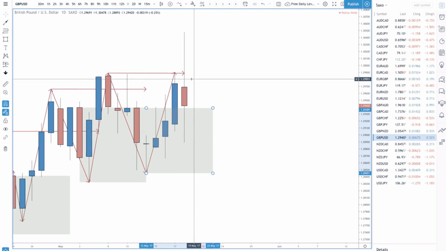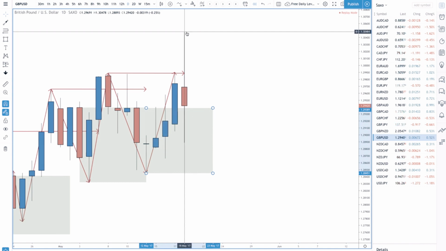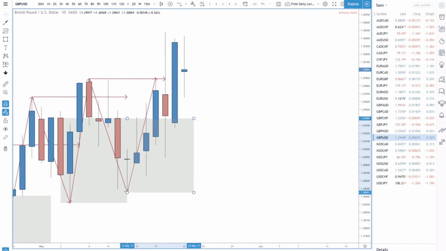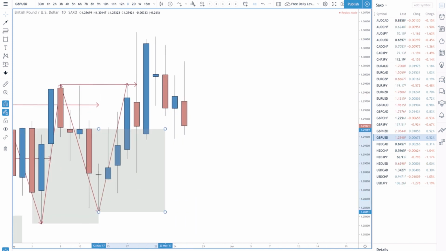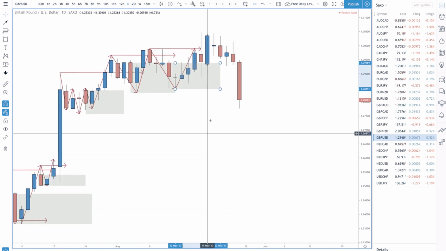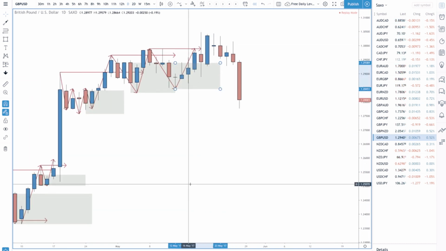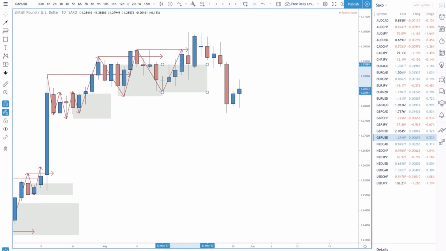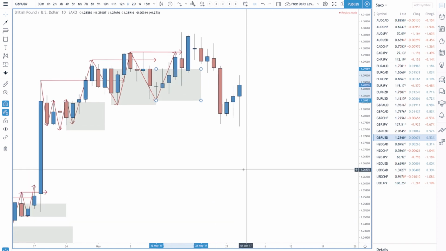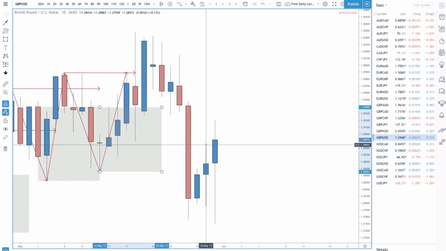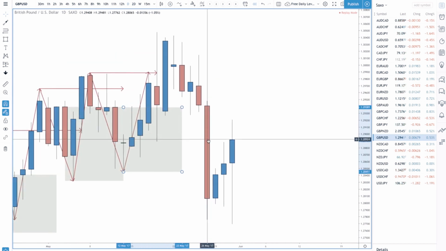So until we get a bullish candle close or a bullish candle wick above this area here, I will consider that to be a new high. So we get some movement, but we don't get a new high, so we get a pullback. Here we go, and here is some hidden demand for the eagle eye amongst you guys.